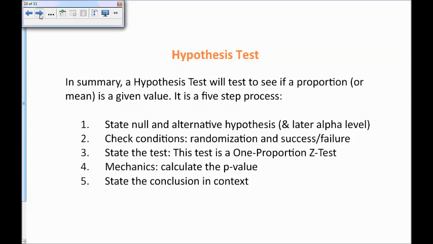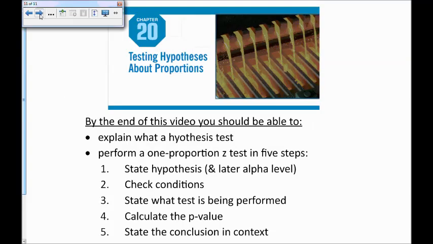You next state the test you're doing. This is a 1 proportion z-test. You must state that name. And fourth, you do the mechanics where you calculate the p-value and you state that p-value. And then number 5, you state the conclusion in context. You either reject or you fail to reject the null hypothesis and give that in context. Okay, so this video was about hypothesis tests for proportions.